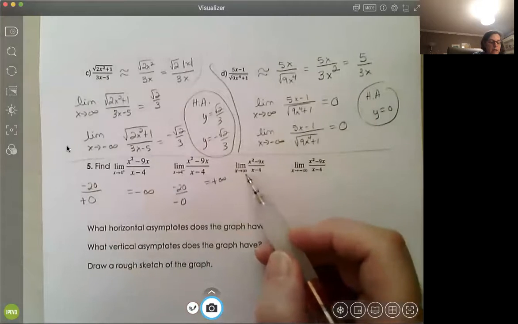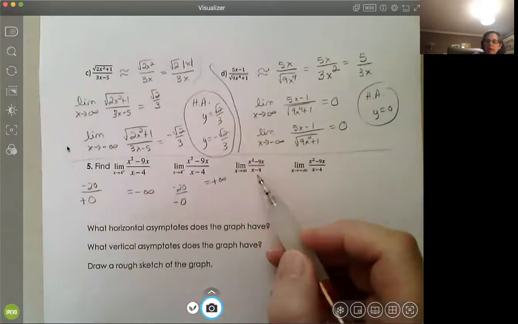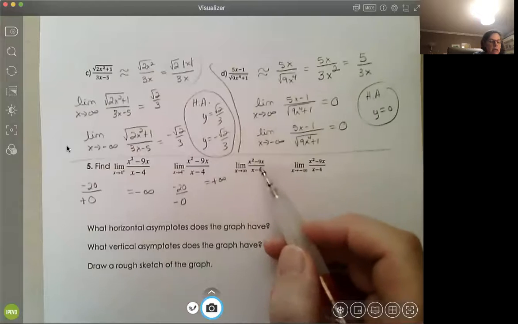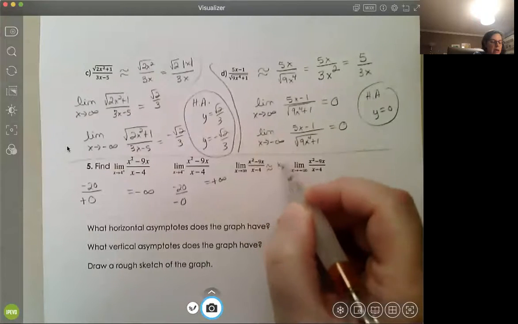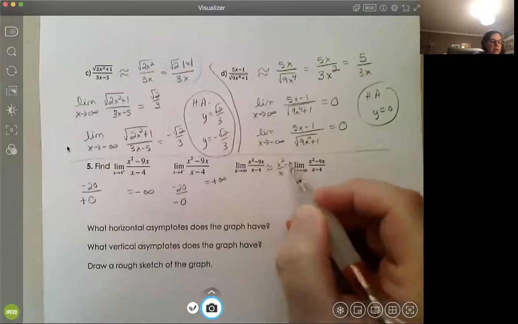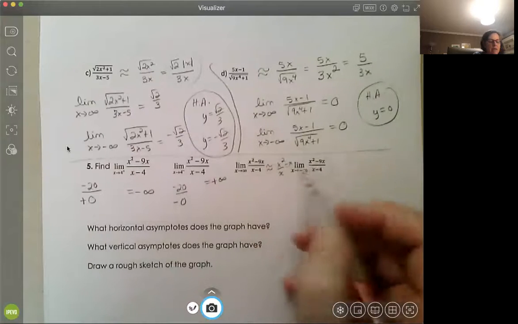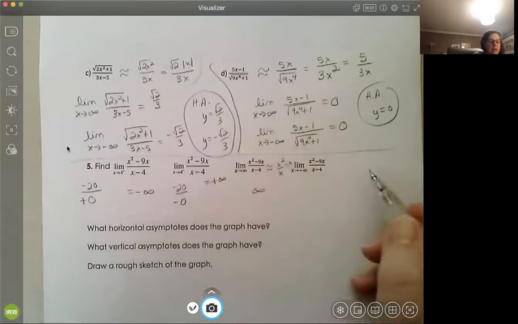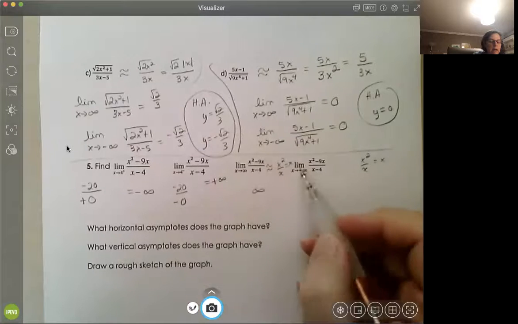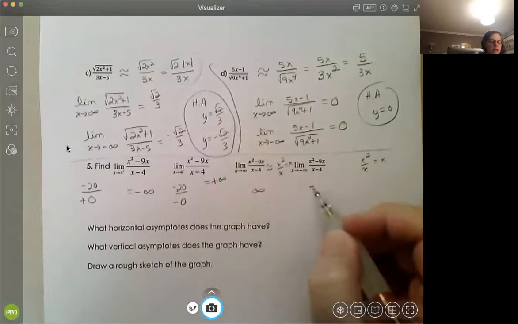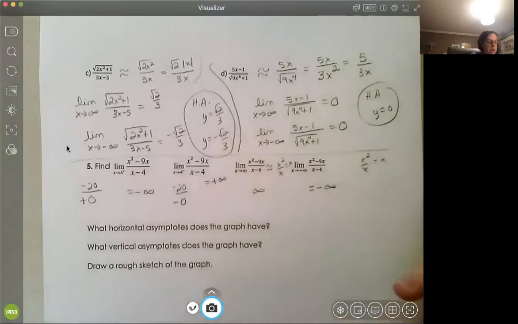As x goes to infinity, I've got infinity over infinity, so I'm looking at dominant terms. So I look, this is about equal to x squared over x, which is x. The limit as x goes to infinity of x is just infinity. Here, x squared over x, of course, is just x. As x goes to minus infinity, this limit is minus infinity.